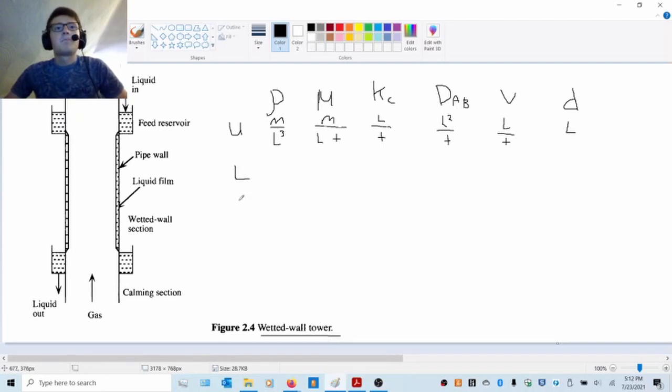So now if we were to make a matrix out of these values, which we'll go ahead and do, we'll say length, time, and mass. So how many lengths are there? 3. I need to rearrange these.